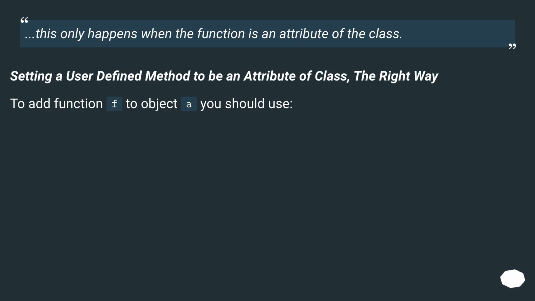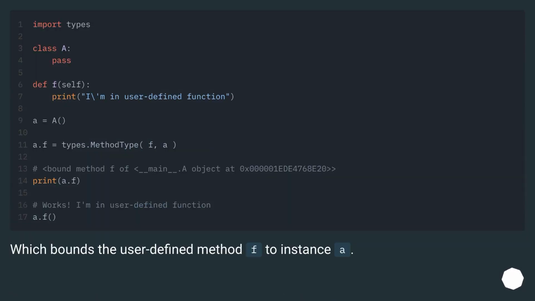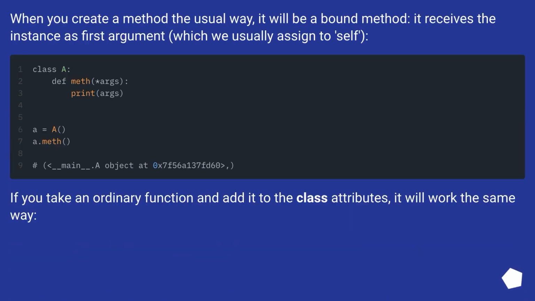Setting a user-defined method to be an attribute of a class, the right way. To add function f to object a, you should use types.MethodType, which binds the user-defined method f to instance a. When you create a method the usual way, it will be a bound method. It receives the instance as first argument, which we usually assign to self.